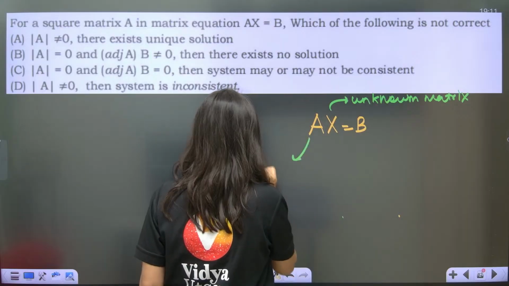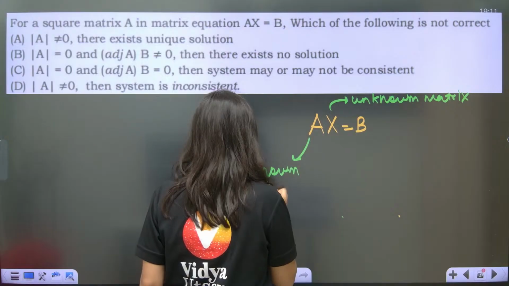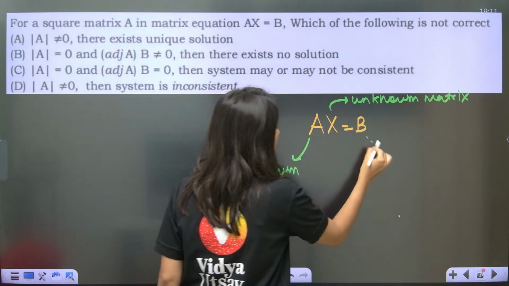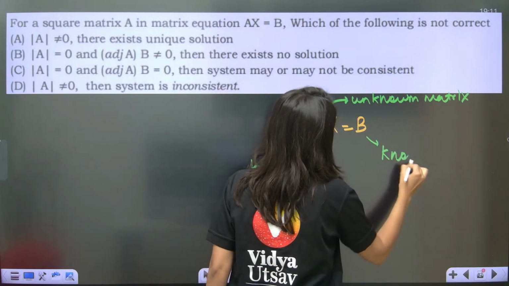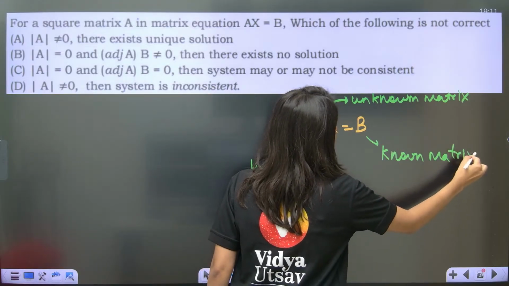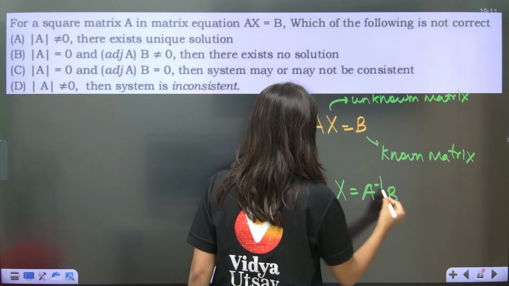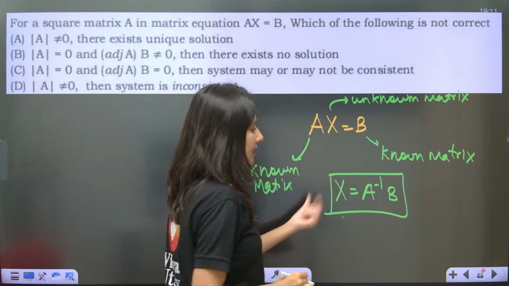A is a known matrix which is formed by the coefficients of x, y and z. B is again a known matrix, the constant matrix. Now understand, X is nothing but A inverse B. Correct? X is A inverse B.